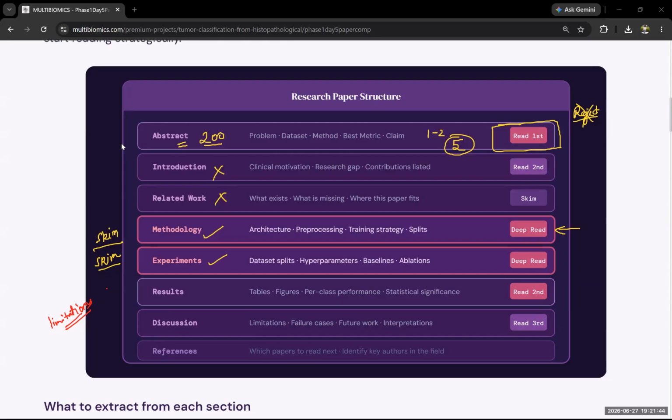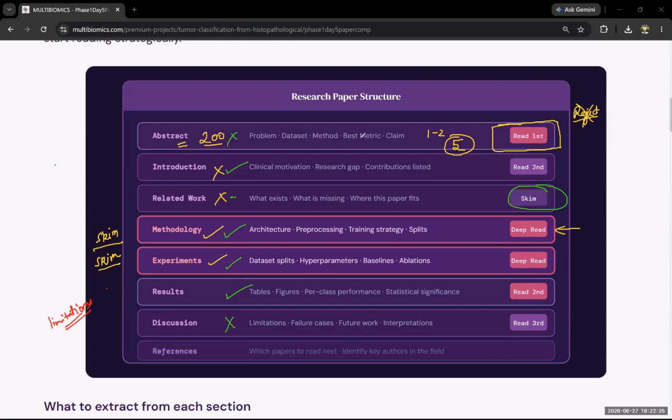In the second read, don't read the abstract, but now you can read the introduction. Related work you can skim through: go fast, look quickly at the important words. If you have any doubts, you can again read the methodology and experiments deeply, and now look at what results they have got. Leave the discussion for now. References you can look at later.